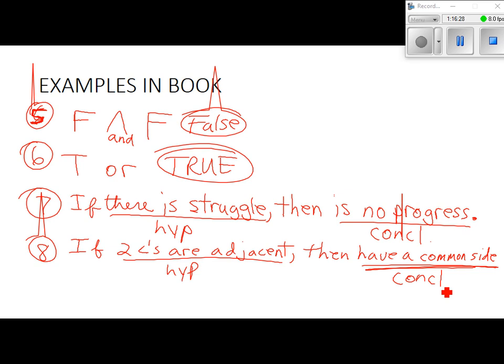Number 9. I'm not going to write number 9 up there. We can just do it out loud. What's the hypothesis on number 9? Two words: you lead. What's the conclusion on number 9? Three words: I will follow.